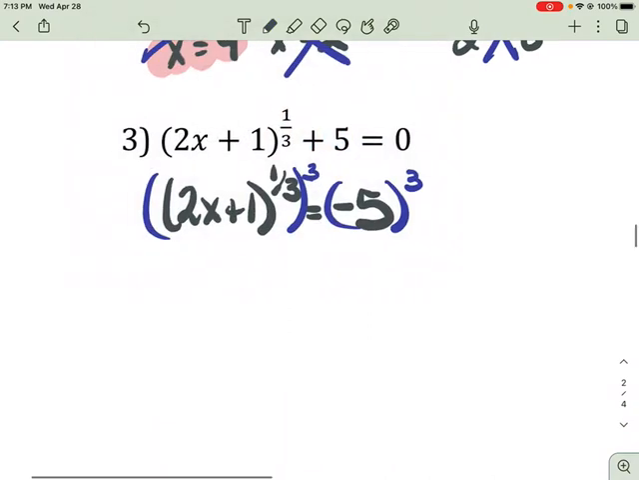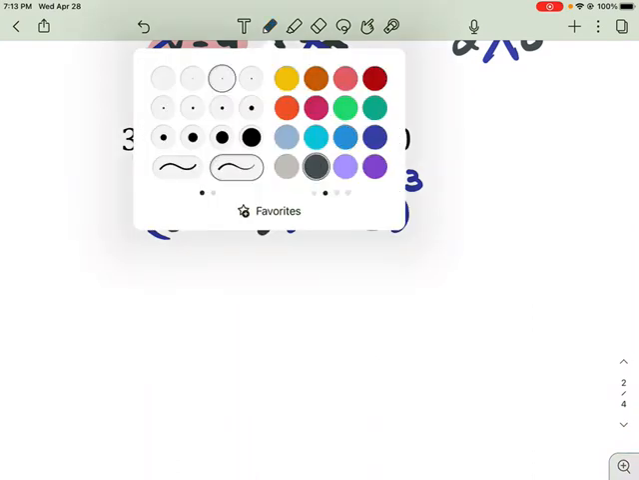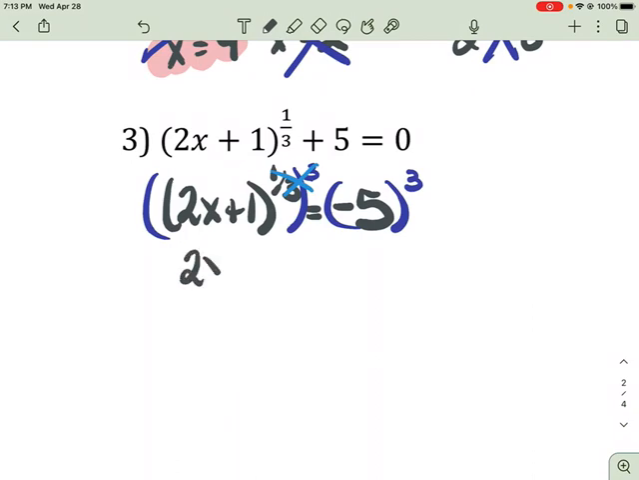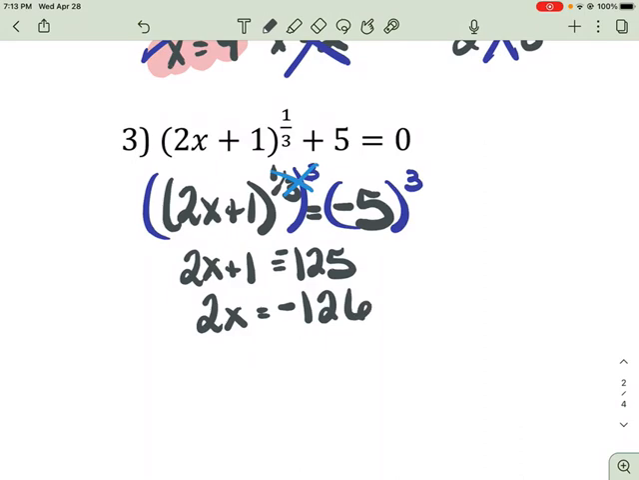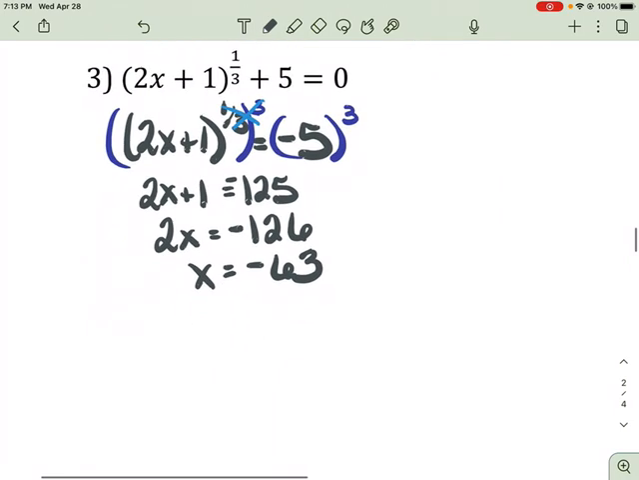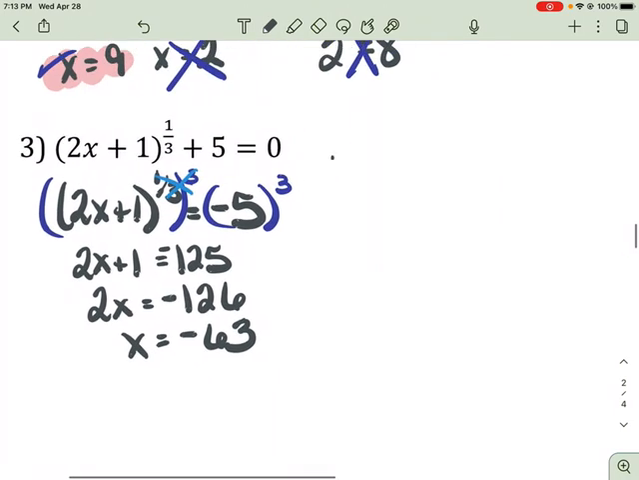So I'm going to take everything to the 3rd power. Okay, so these are going to cancel each other out, right? If I multiply straight across, 1/3 times 3 becomes 3/3 or 1. So they cancel. So we're left with 2x plus 1 is equal to negative 125. Solve for x. So I'm going to subtract the 1. It's negative 126. Divide by 2. Negative 63.